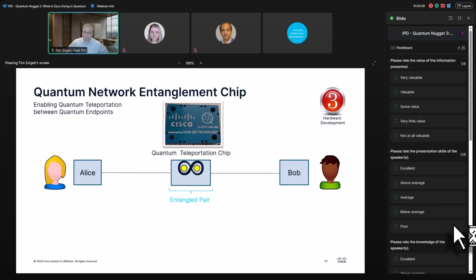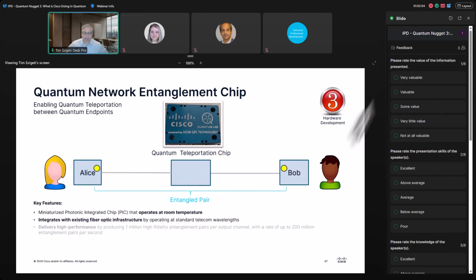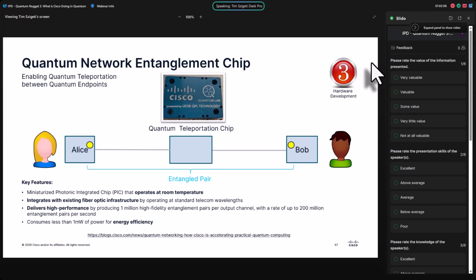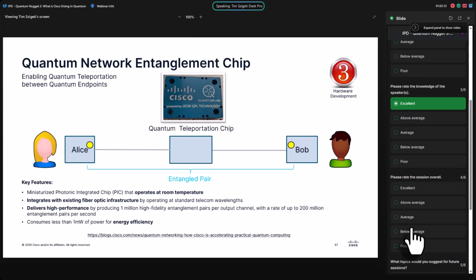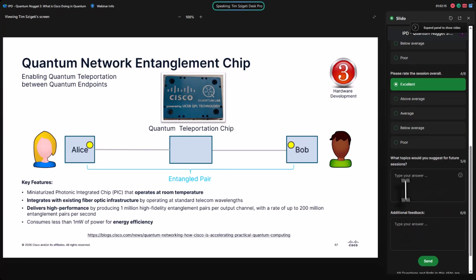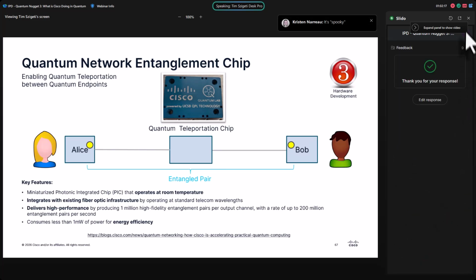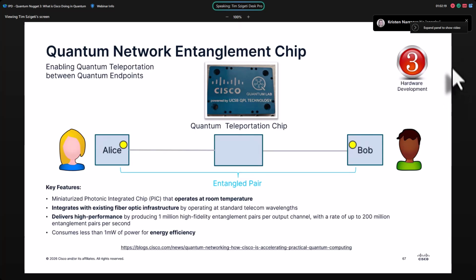Another piece of hardware that we developed, this was last year, was an entanglement source, that quantum teleportation chip. And basically, again, key elements: operating at room temperature, integrating with existing fiber, 1 million of these pairs generated per channel with a rate up to 200 million per second, and extremely low power requirements. So this was a huge breakthrough from last year.